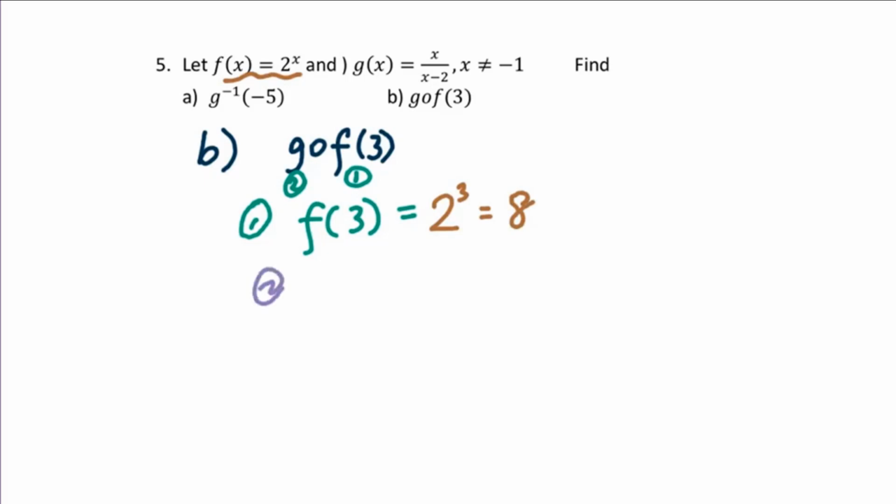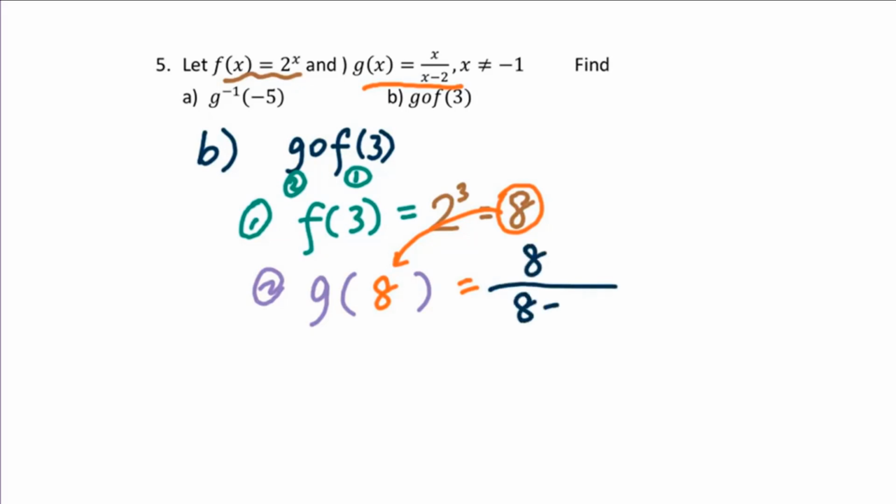Then your second step, g of this number, go down here, that is 8. So every single x in the g function changes into 8. We got 8 over 8 minus 2. That is 6 in the denominator, and 8 over 6 reduces to 4 over 3. Therefore, for b, the value is 4 over 3.